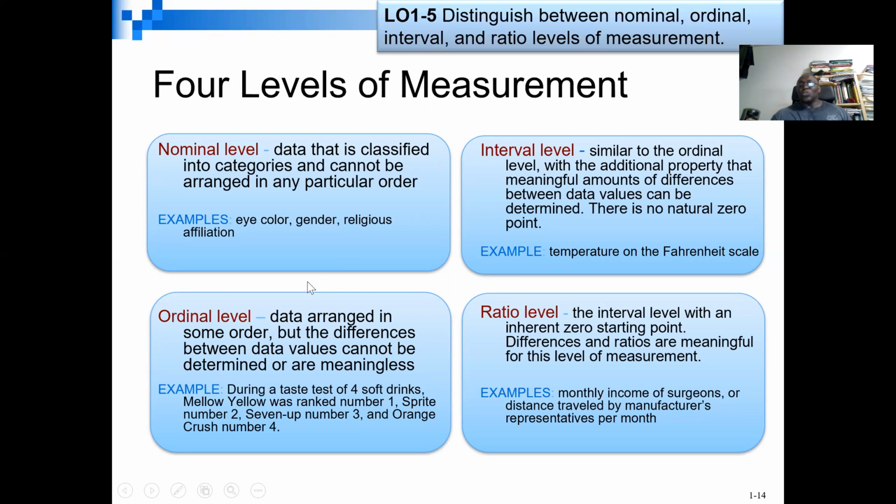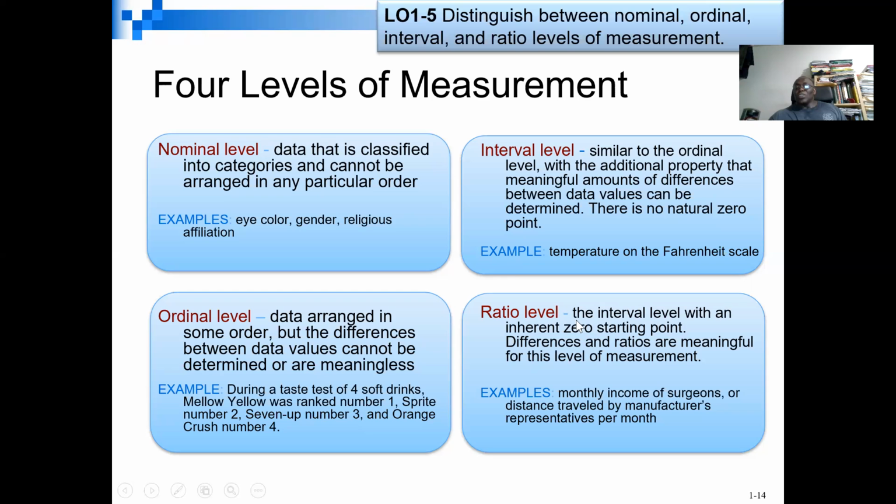Then the interval level is similar to the ordinal level, but this time we can do arithmetic operations, let's say addition, subtraction. And also zero does not mean nothing. Zero means something. For example, temperature. When we say a temperature equal to zero, it means it's very cold. But when we say my bank account balance is zero, it means I don't have anything. So a bank account will be a ratio level.